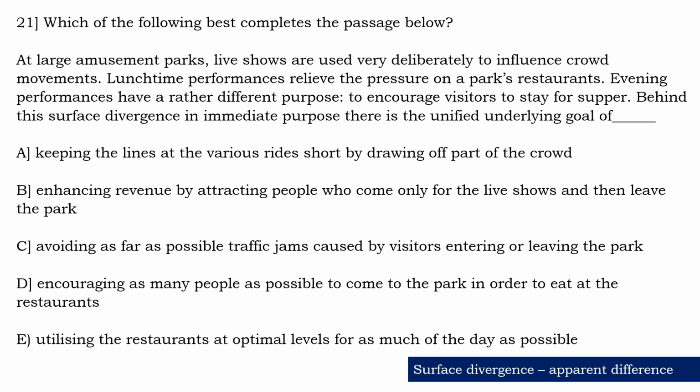Option C, avoiding as far as possible traffic jams caused by visitors entering or leaving the park. This cannot be a unified goal. This will be a goal in the evening, but at lunchtime this cannot be a goal. So this is not a good answer, because we need an answer that gives you the unified objective in both the cases, during lunchtime and in the evening, of how the live shows are used by the park authority. So this cannot be an answer.